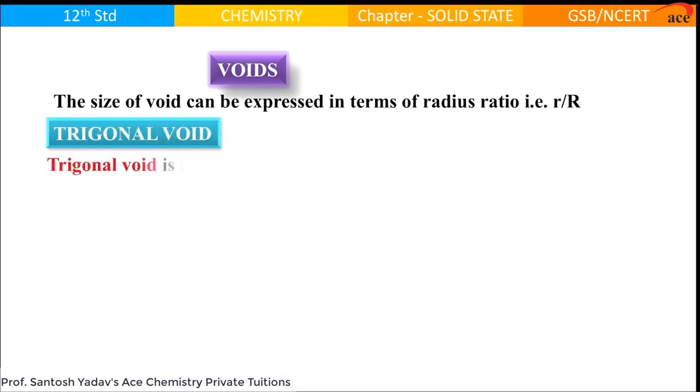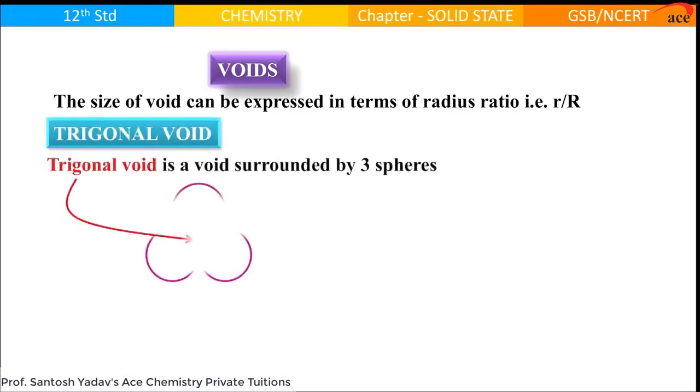We are going to learn the first void, trigonal void. A trigonal void is a void present between three spheres. As you can see, we have drawn a small sphere exactly fitting into a trigonal void. Now, if you join the three spheres surrounding the trigonal void, you will get an equilateral triangle.